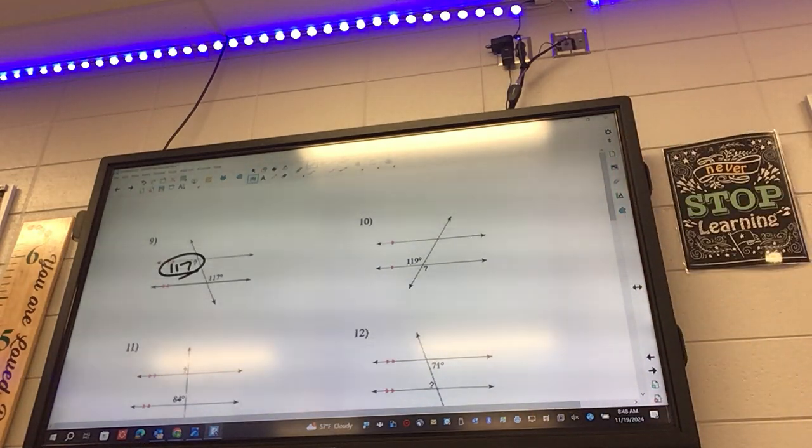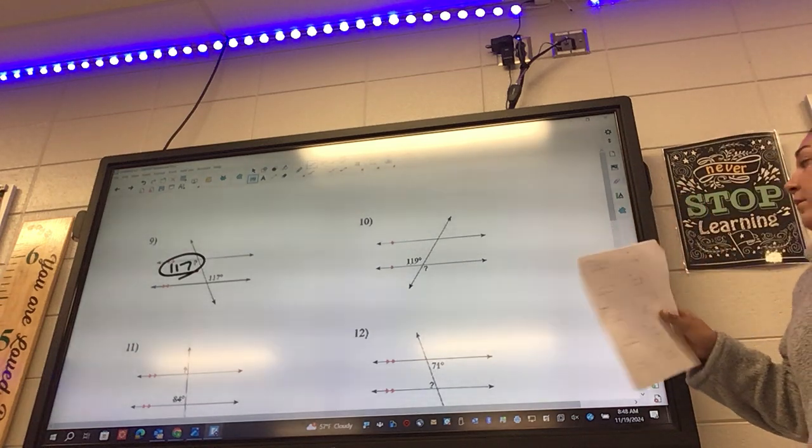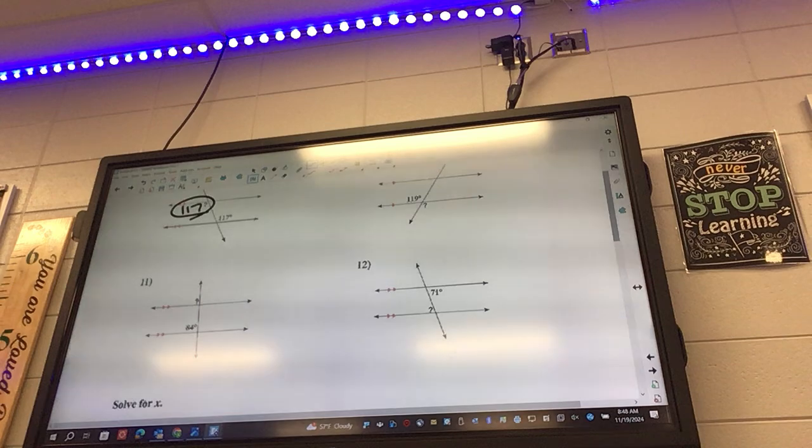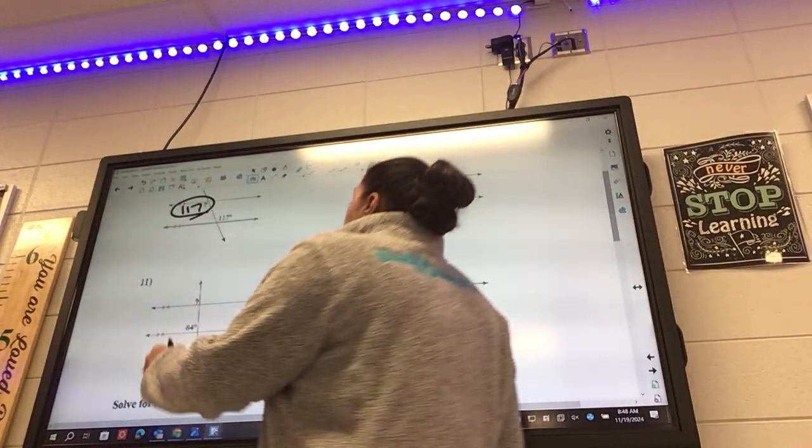Okay, 11. What kind of angles are those? Corresponding. They're corresponding. So are those equal or minus 180? Equal. So if the one is 84, the other is 84.